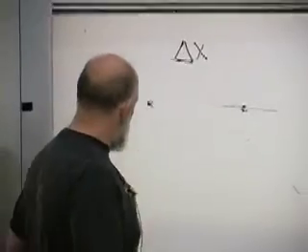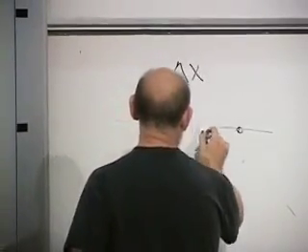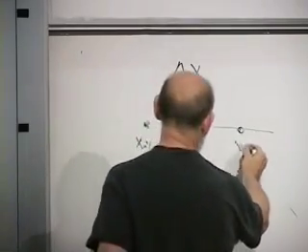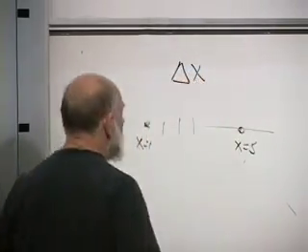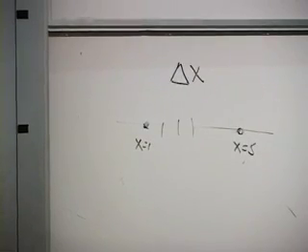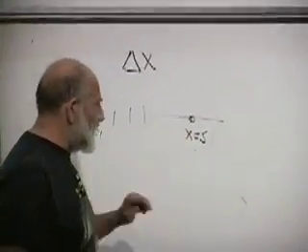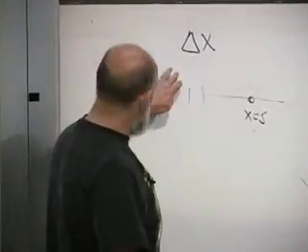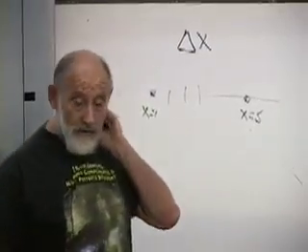Remember, the coordinates are embedded and expanding. So if this galaxy is at x equals 1 and this one is at x equals 5, forever and ever, from now on, delta x is 4. And it will stay that way forever. But let's not specify it. Let's just call it delta x.